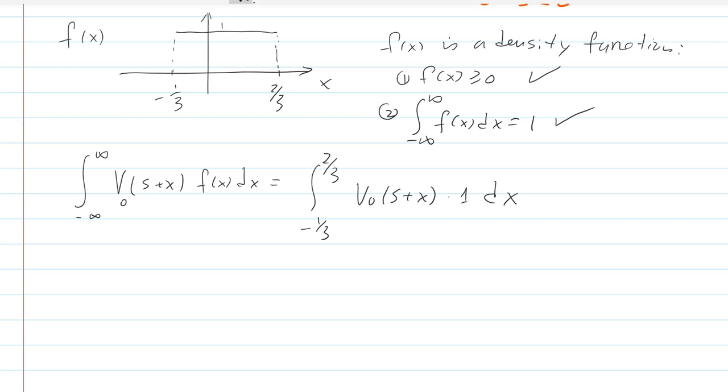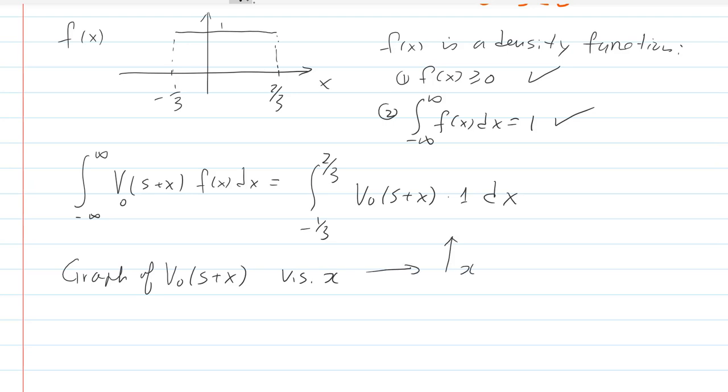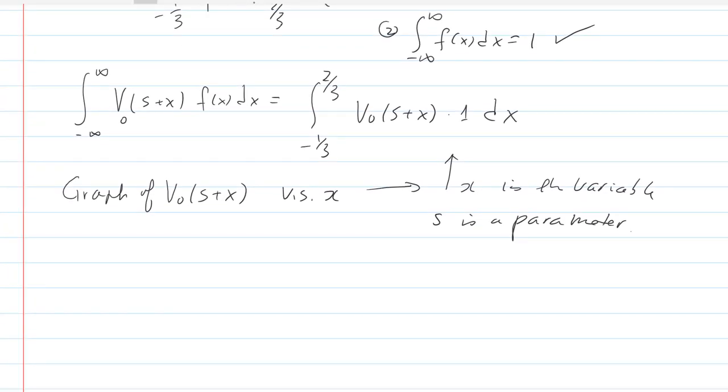And how do we do that? We're going to try to do it, just look at the graph. We need to look at the graph of this function v naught of s plus x versus x over here, because in this integral over here we can see that x is the dummy variable, right? X is the variable over here, and s over here is just a parameter. It's just a parameter, right? So when we integrate this function, we should look at its graph, and the horizontal line over here is going to be x, and this is v naught of s plus x.